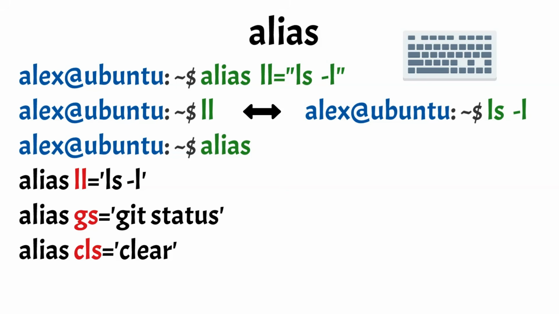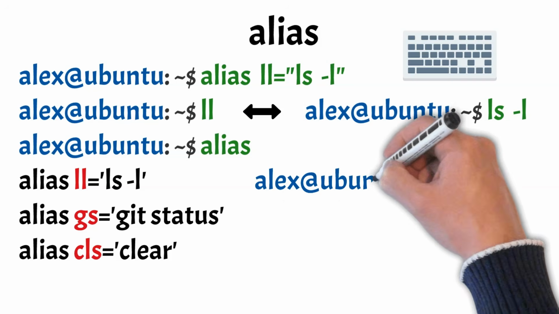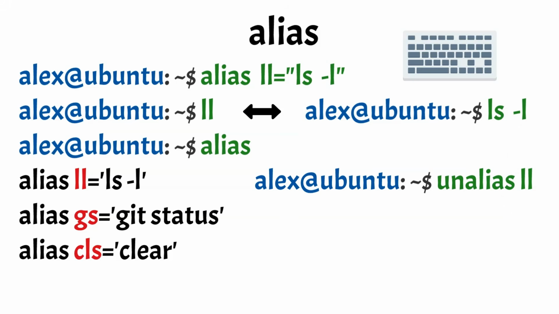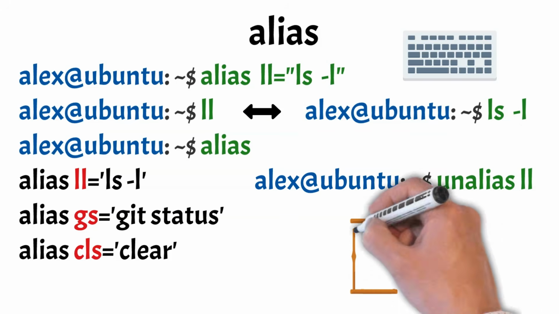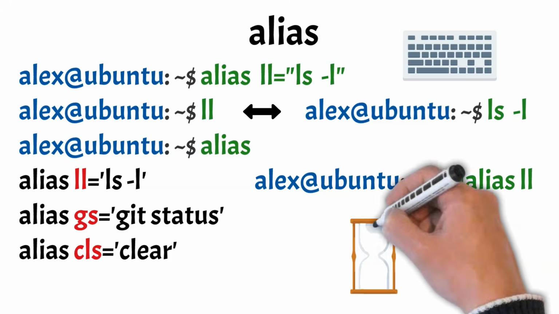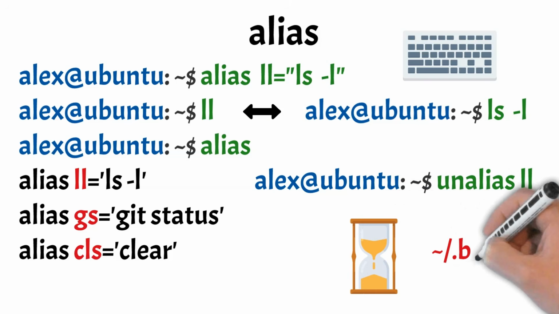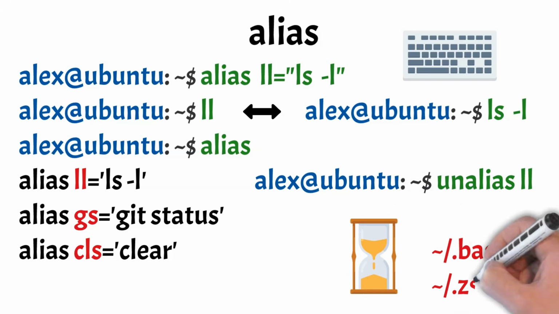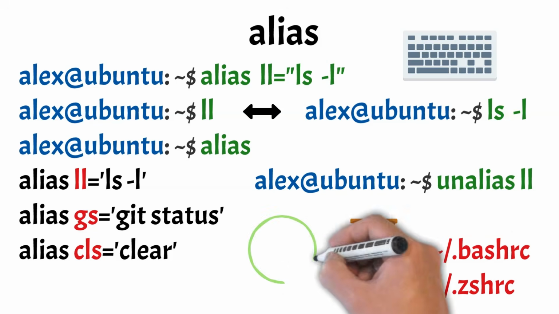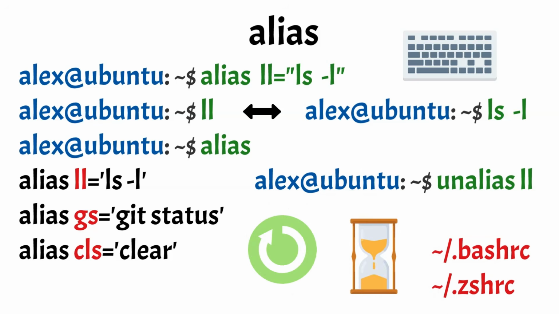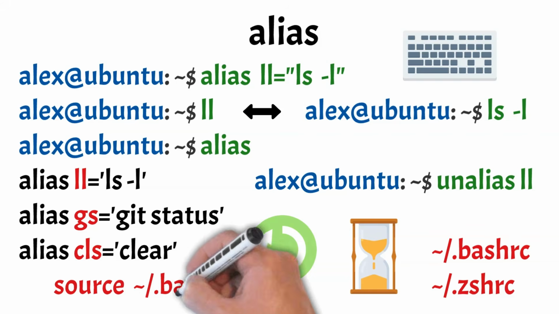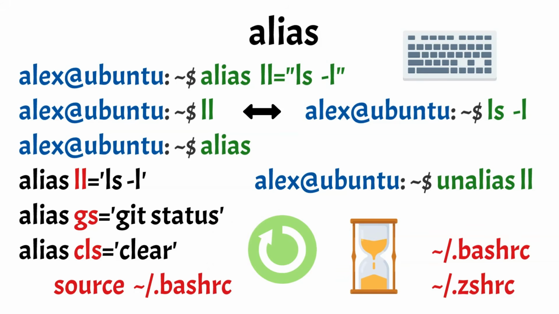To remove one, use unalias followed by the name. Keep in mind, aliases created this way are temporary and only last for the current session. To make them permanent, add them to your .bashrc or .zshrc file and reload the file by restarting the terminal or running this command. With alias, you can save a lot of time when dealing with longer and more complex commands, so it's good to know it.